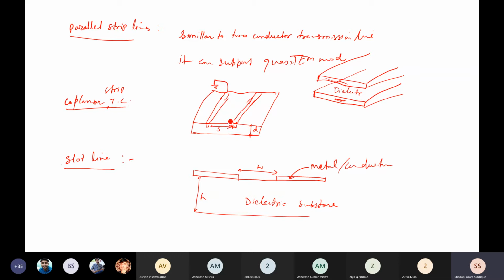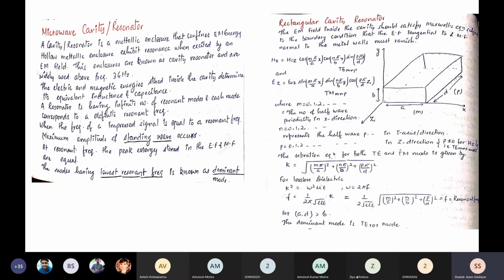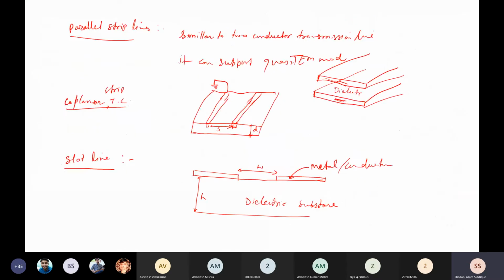So this is the figure for the coplanar transmission line, and this is the figure for the slotted transmission line. You can go through it once, but very quickly, this type of transmission line. Now we have the microwave cavity resonator. Before going to the microwave cavity resonator, I would like to give you one problem based on the microstrip transmission line.